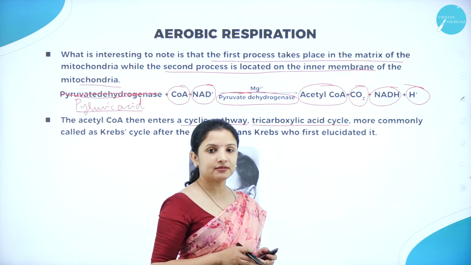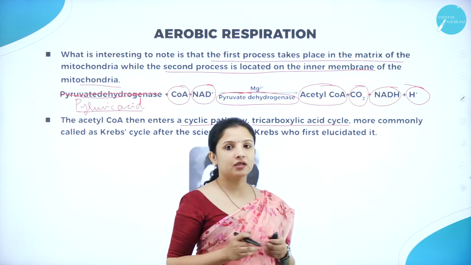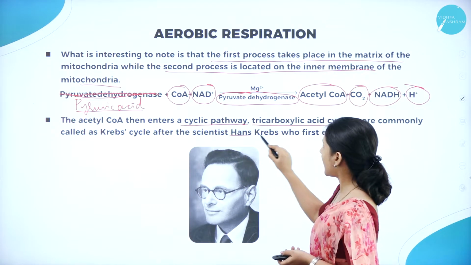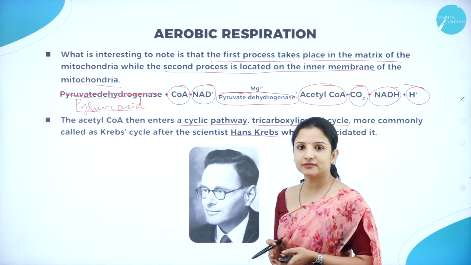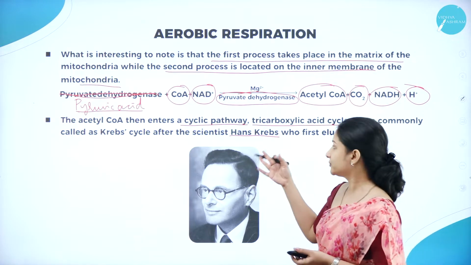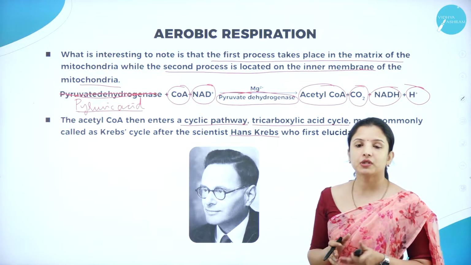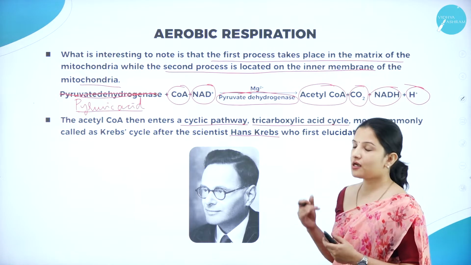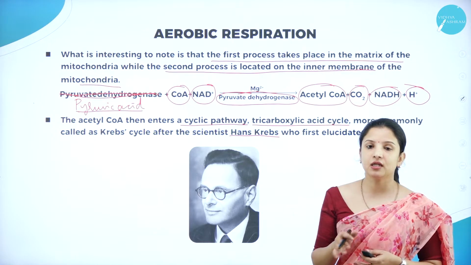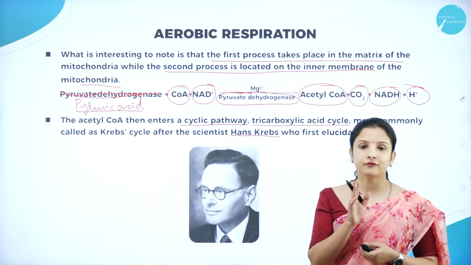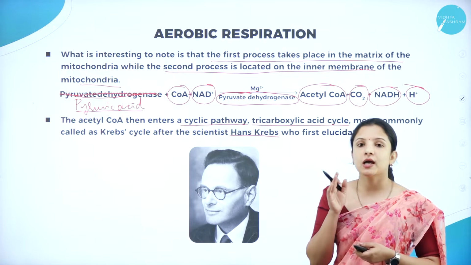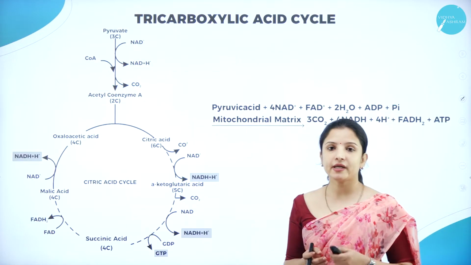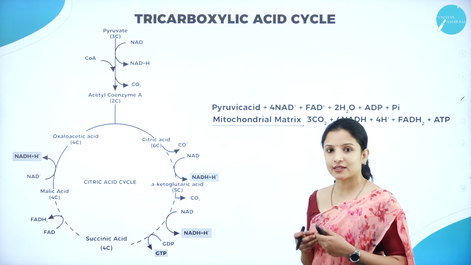So why is it called the Krebs cycle? Because this particular pathway was found out by a scientist called Hans Krebs. He was the one who discovered this pathway, and hence it is also called the Krebs cycle. So now we shall see what exactly happens in the Krebs cycle. The Krebs cycle involves the use of oxygen, and therefore it is an aerobic process. So we shall see what happens in the tricarboxylic acid cycle or the Krebs cycle.